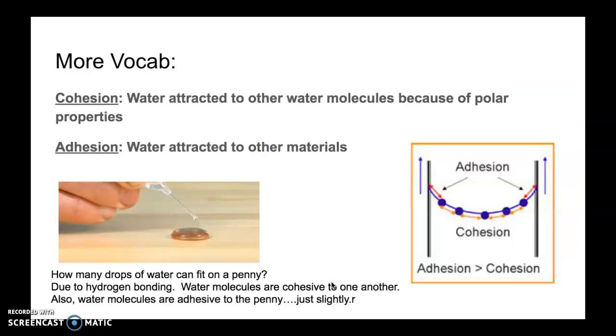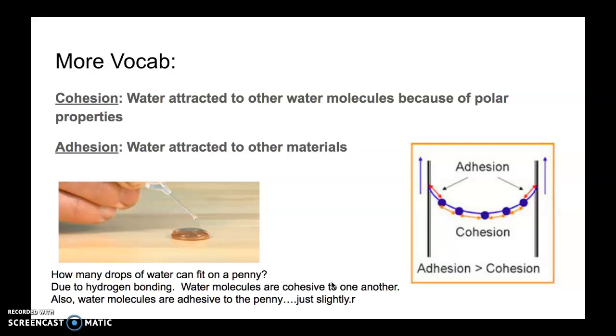All right, a couple more vocab words that you need to know. Cohesion versus adhesion. Now, cohesion is the property for water to attract to one another. So, the water molecules that attract to each other due to hydrogen bonding, we consider that they're cohesive to one another. Adhesion is when water is attracted to other materials besides itself.